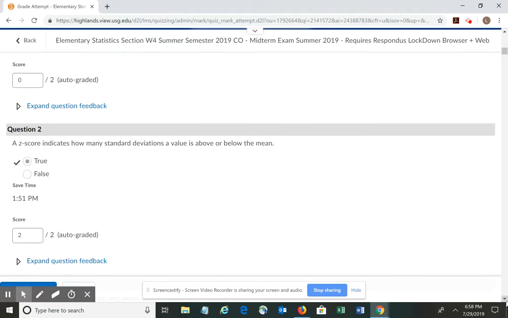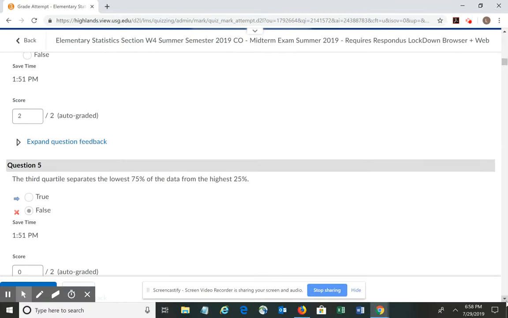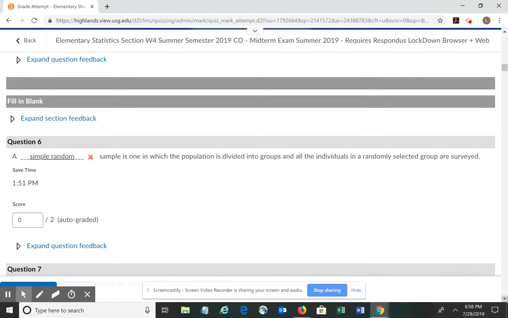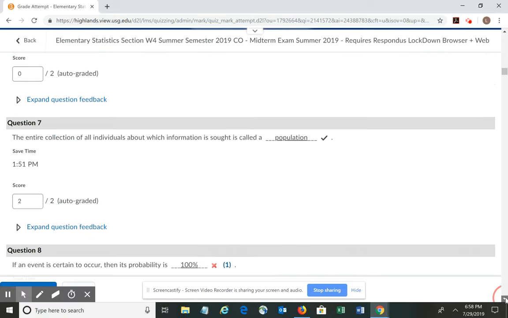You really can scroll past the ones where you have a black check mark. You really only want to focus on the ones where you have a red X, because that implies that the student got it wrong. So question 5 here again has a red X. Again, she missed it, so she's awarded no points. But then when I get to question 6, a simple random sample is one in which the population is divided in groups and all individuals in a randomly, okay, that's not the right answer. It's a red X, so she doesn't get credit. So I keep scrolling.